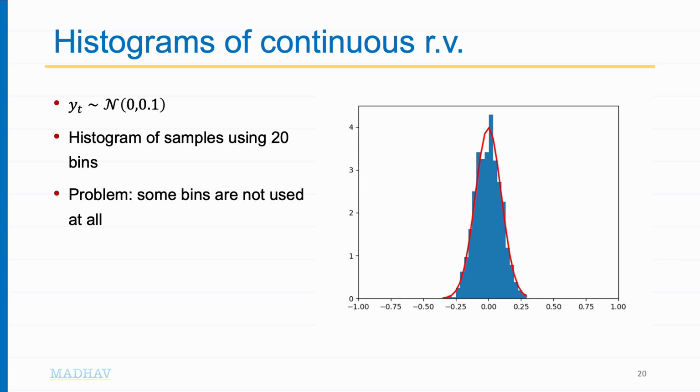Normalized in what sense? Some bins have no data and some bins have data, right? So some bins are having so much of data, and all these bins are totally unused, right? That's the problem.